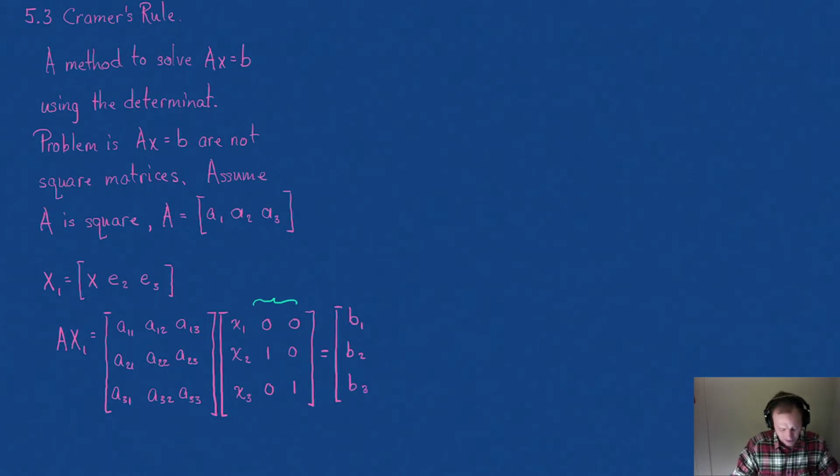Now the next pieces aren't too hard. The second column of X1 says we want a linear combination that only includes the second column of A. So that gives me A12, A22, A32. And then the third column of X1 says we want a linear combination of A that takes none from the first column, none of the second column, and exactly one of the third column. So that's A13, A23, A33.